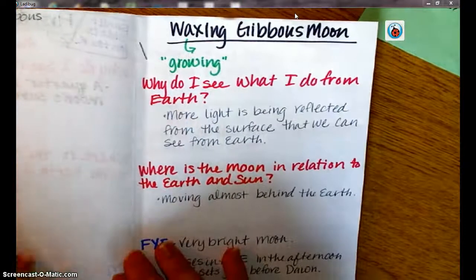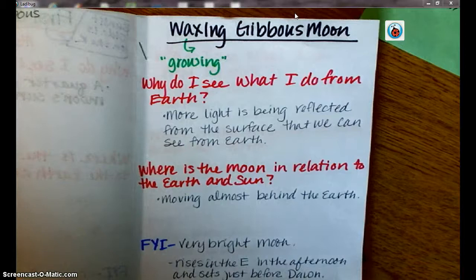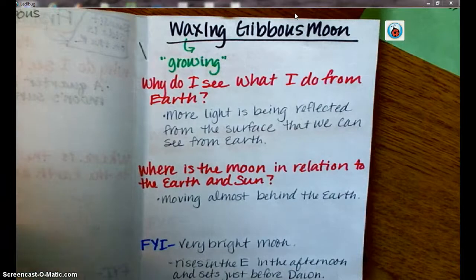Waxing gibbous moon. Waxing, remember, means growing. So why do I see what I do from Earth? Well, more light is being reflected from the surface that we can see. So in other words, the surface of the moon that we can see, we're starting to see an increase in that. Where is it in relation to the earth and the sun?